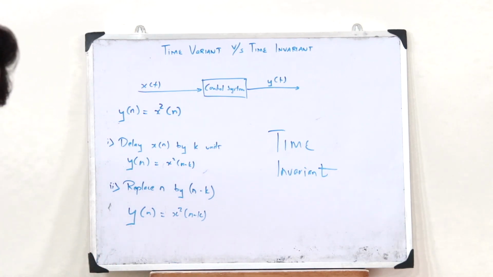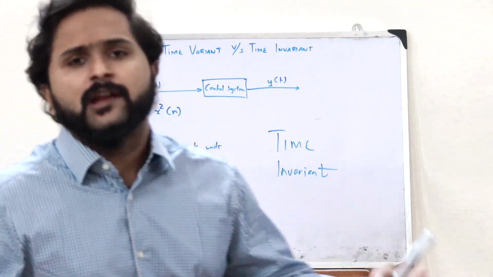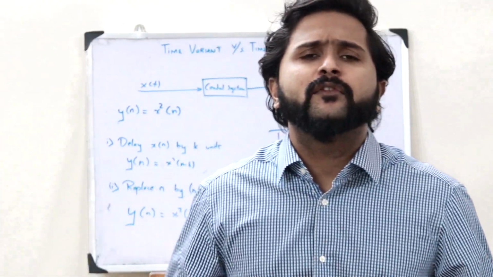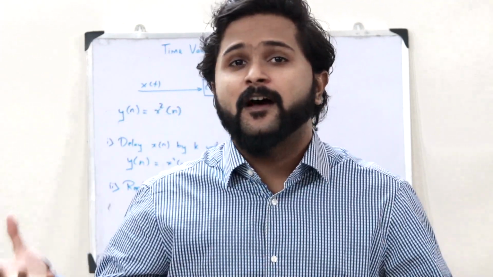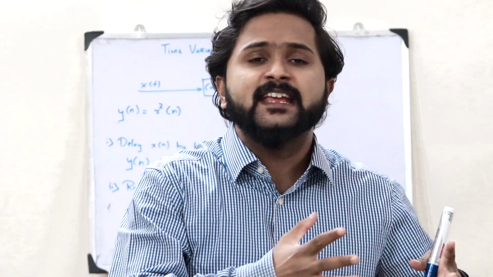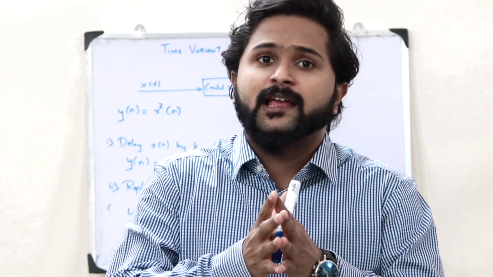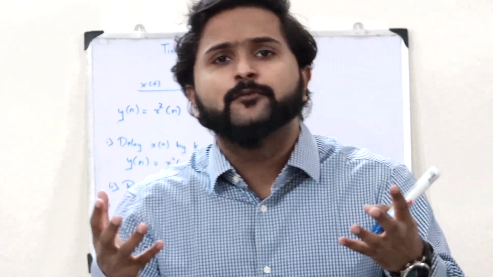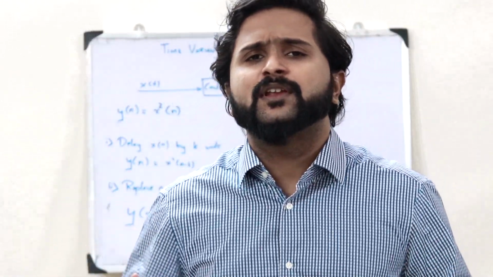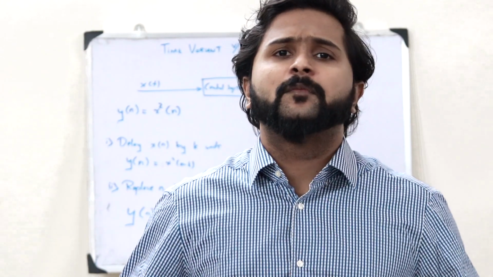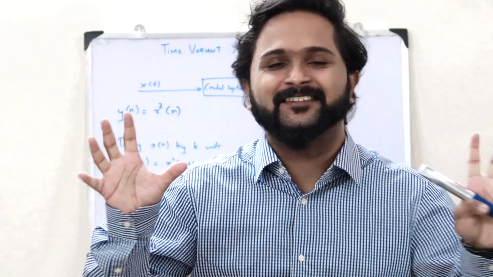So this is simply how we check whether a particular control system is a time variant or a time invariant control system. All we have to do is first delay x of t by k units, and after that replace t by t minus k. If they both are equal, then we say that they are time invariant. And if they are not equal, then we say that they are time variant. As simple as that, guys. There's nothing more to it.